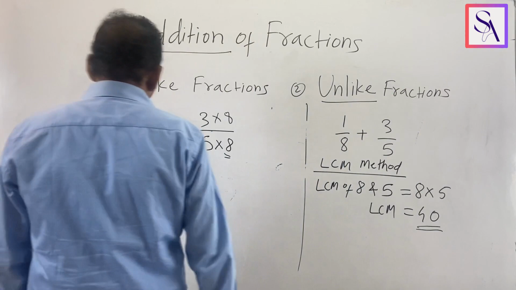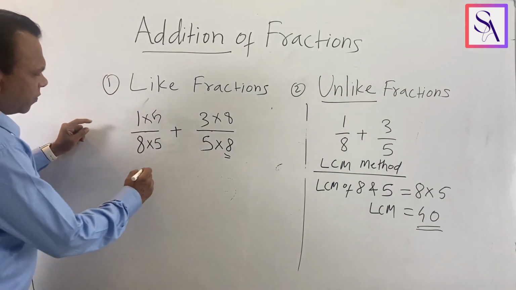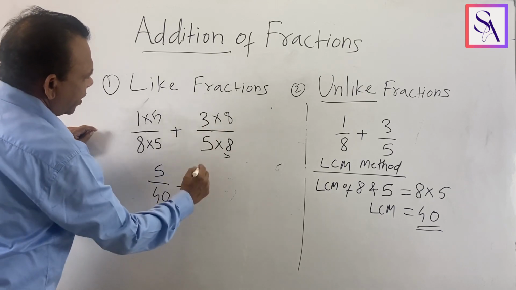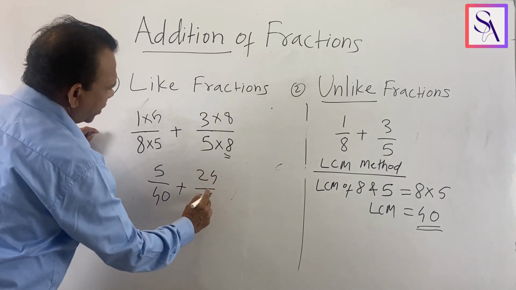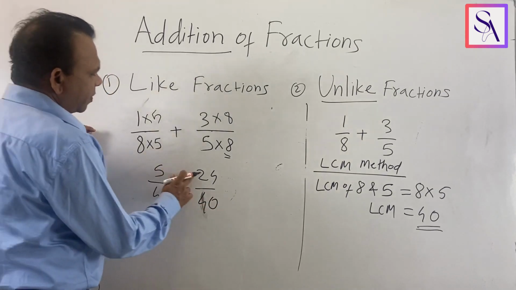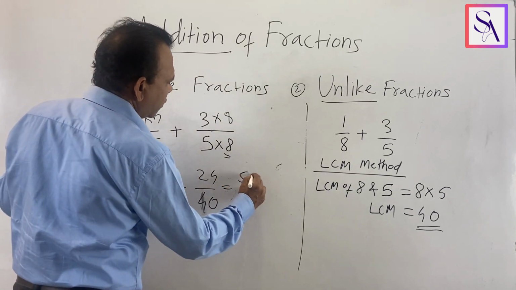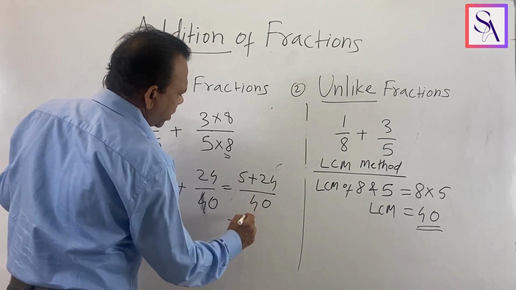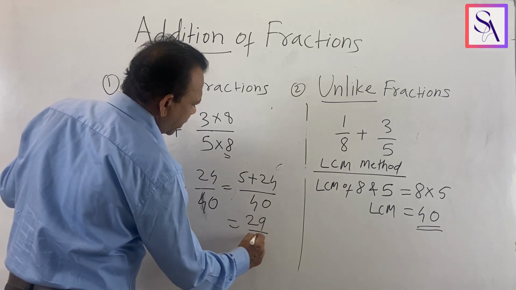So 5 ones are 5, 8 5s are 40, plus 8 3s are 24, 8 5s are 40. Now 5 plus 24 by 40, which is nothing but 29 by 40 is our answer.